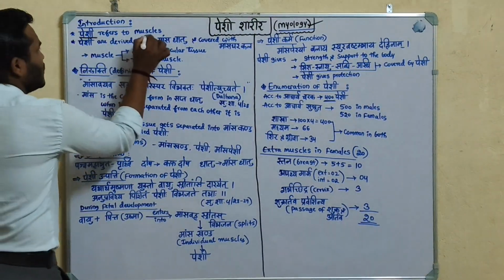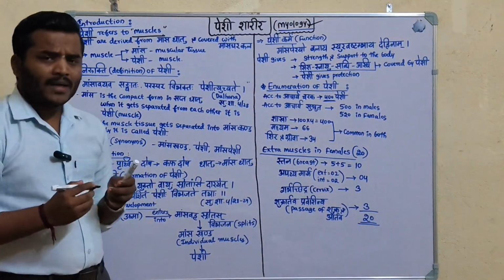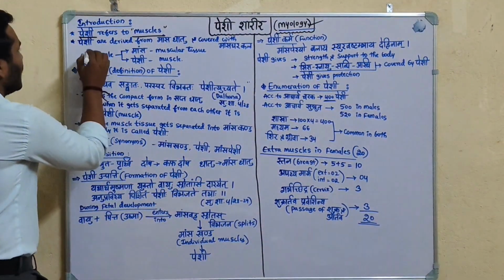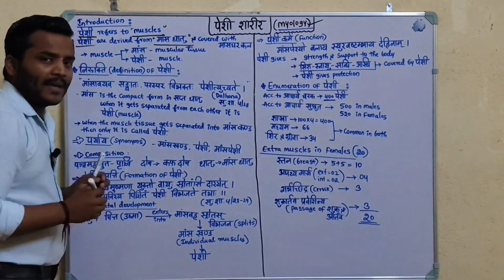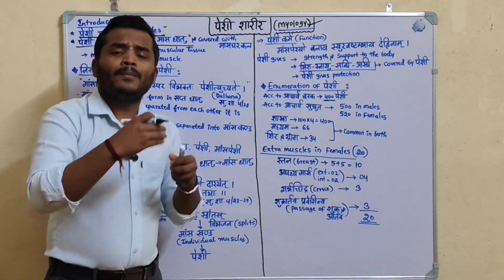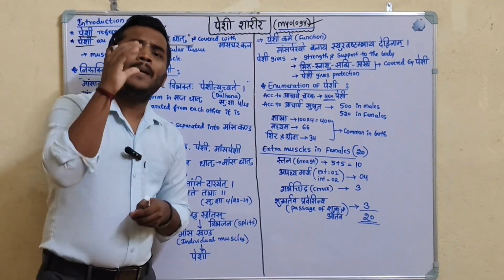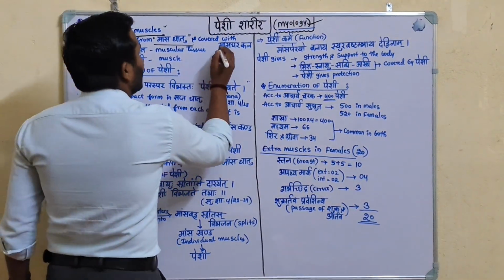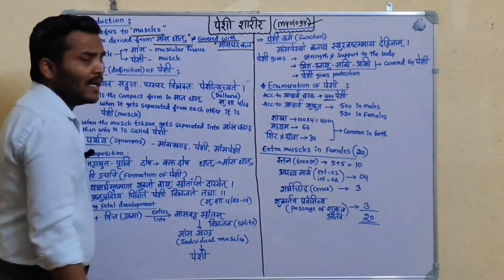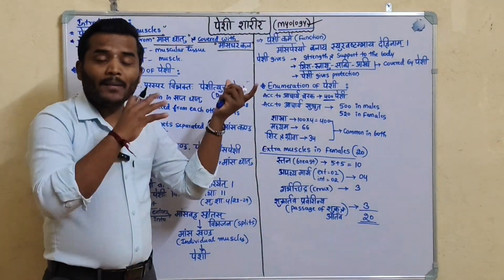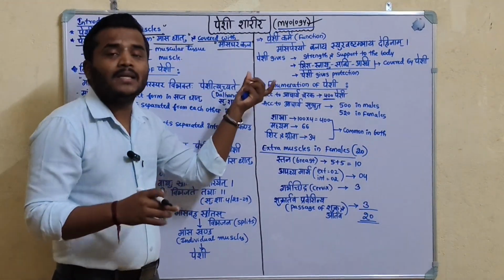Introduction. Peshi refers to muscles. But in Ayurveda, peshis are derived from mamsa dhatu. Here the peshi formation takes place from the mamsa dhatu, and they are covered with mamsadhara kala. Mamsadhara kala is the covering membrane. Peshis are covered with mamsadhara kala.